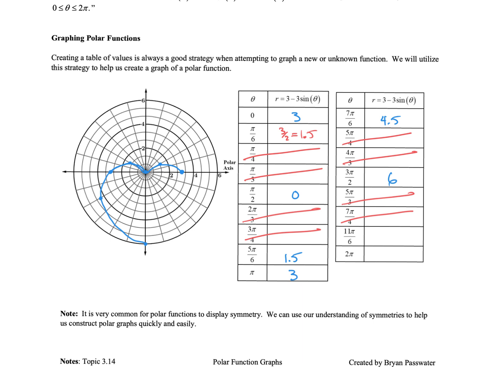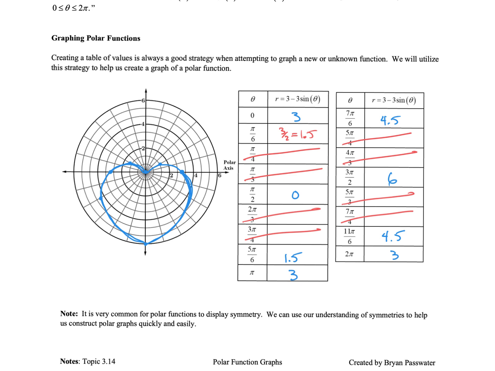And so now I got 11 pi over 6. And so what's 11 pi over 6? That's what? It's going to be the same as 7 pi over 6, which is 4.5. And so at 11 pi over 6, I'm right here. And so now I go out to 4.5. And then at 2 pi, that's going to be the same as 0. So what does it go back to? 3. And so now it completes its shape right there.